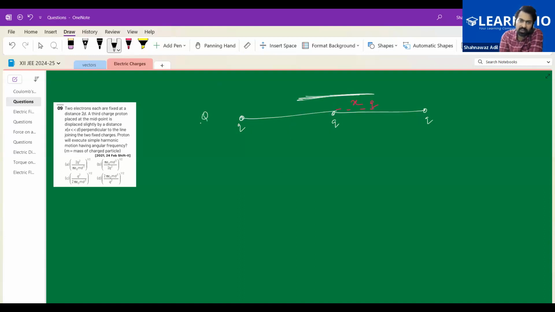Now in the second case, you have all these charges again, right? And this charge, you are not displacing in this direction or in this direction. You are displacing it in this direction. So then we have to show that it will also follow simple harmonic motion in this direction. Clear?